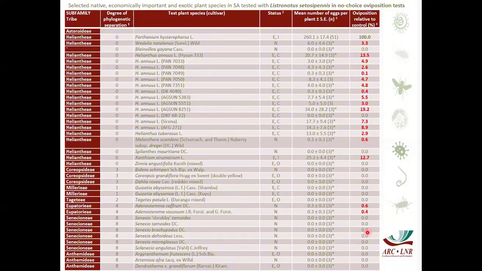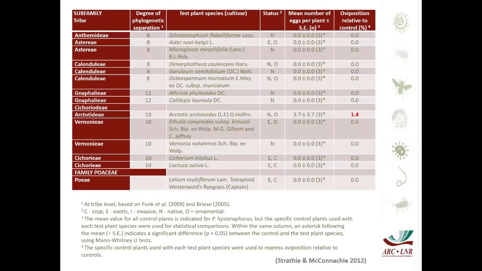There were a lot of zeros where there was no response of the weevil, and it was really the ones that were all within this same tribe. As you can see, these are lesser related species, and there was no oviposition except for one.